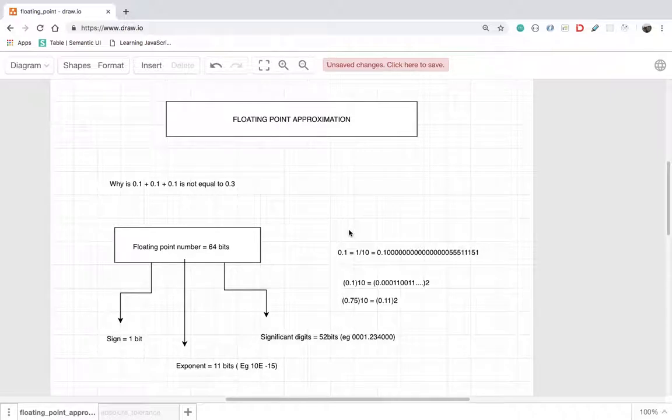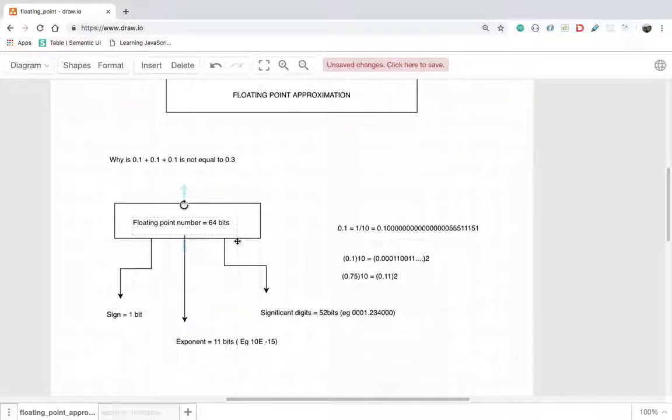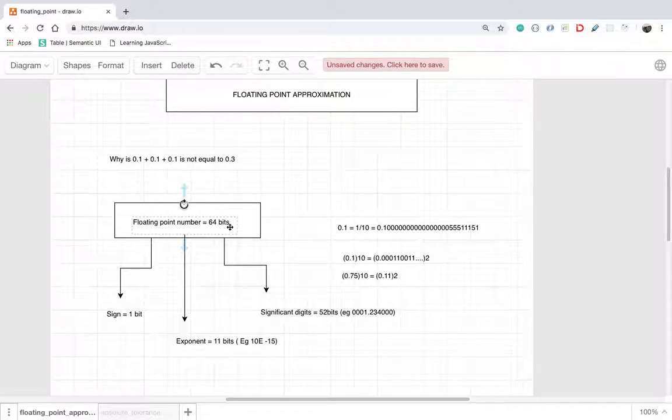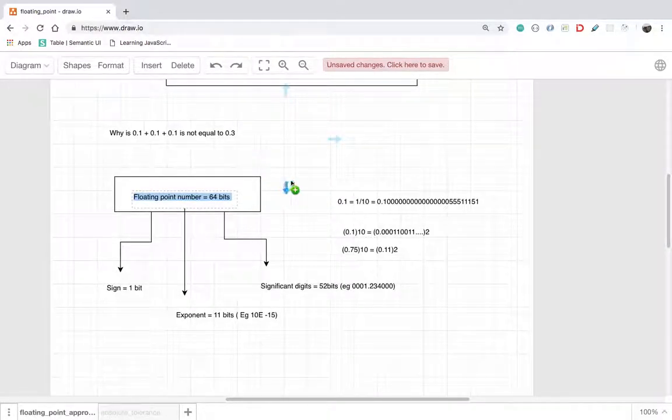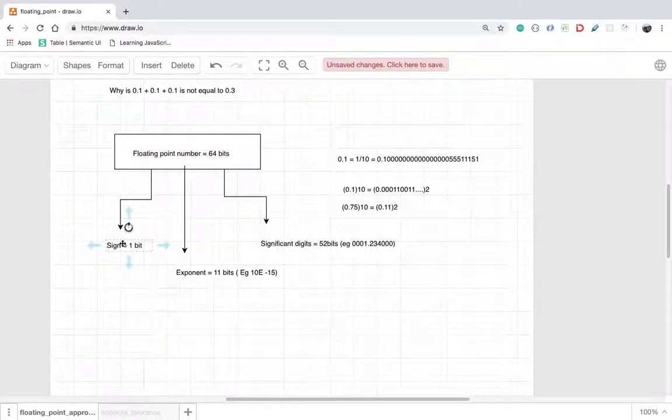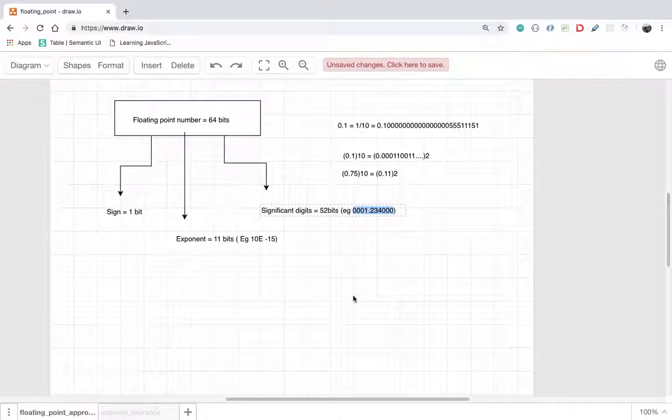JavaScript's default implementation for representing numbers is float. Float uses a fixed number of bytes, 8 bytes, that is 64 bits. Those 64 bits are used up as follows. Sign takes up 1 bit, exponent takes up 11 bits, and significant digits take up 52 bits. Significant digits are all digits except leading and trailing zeros. In this example, we have 5 significant digits. The leading zeros are taken care of by the exponent and the trailing zeros are ignored. A 52-bit field can contain approximately 16 to 17 significant base 10 digits.